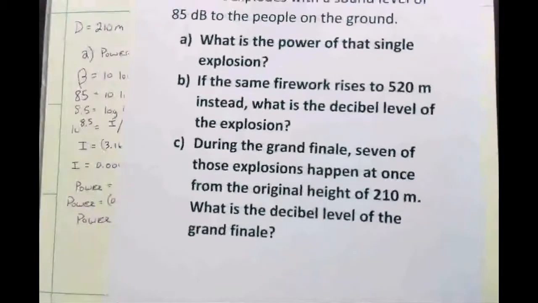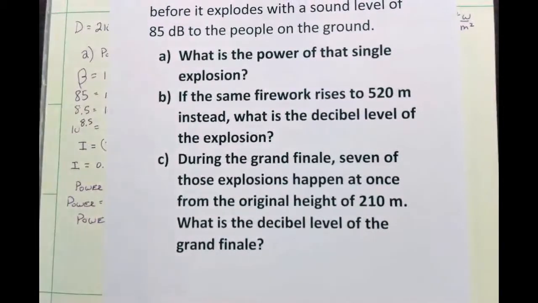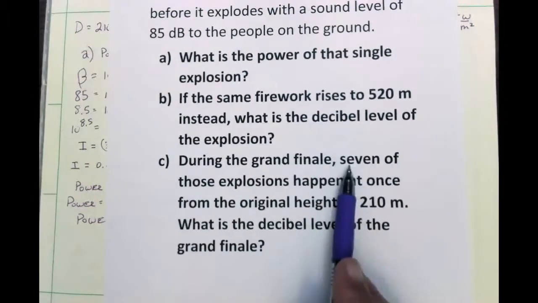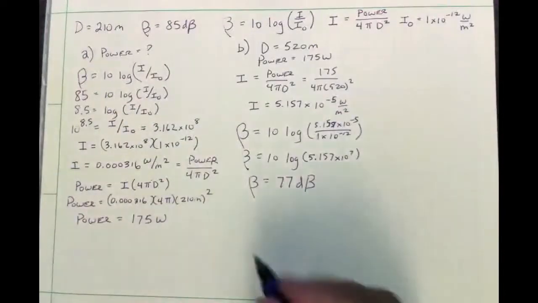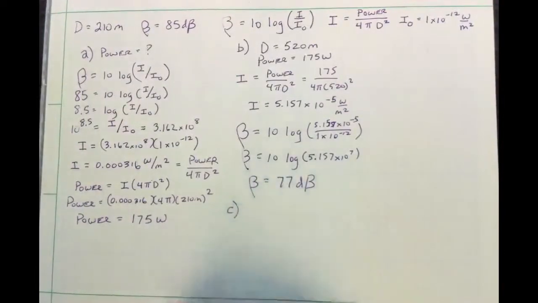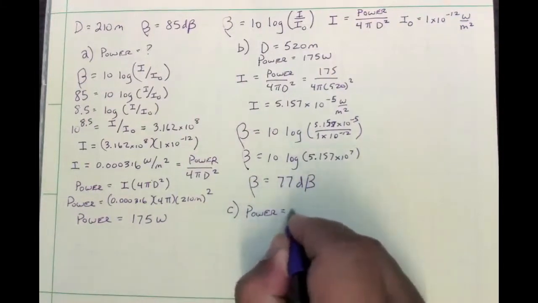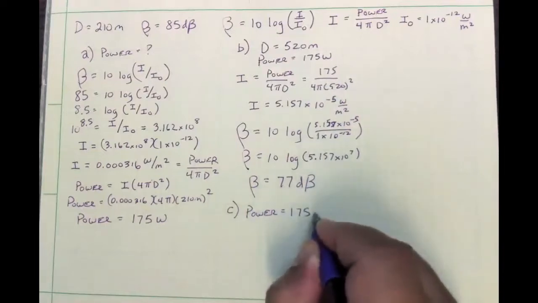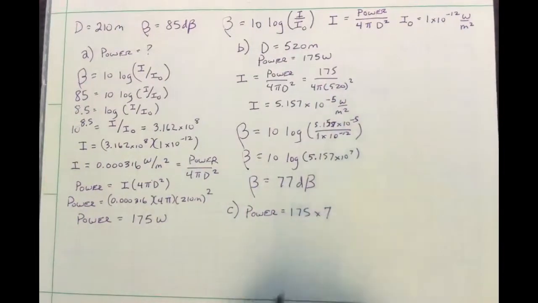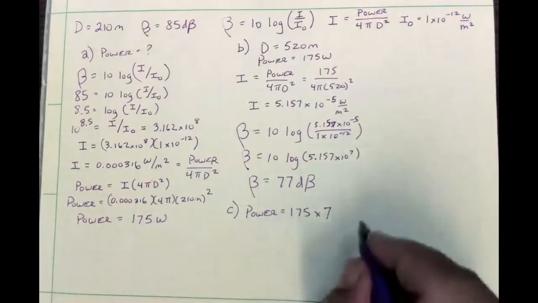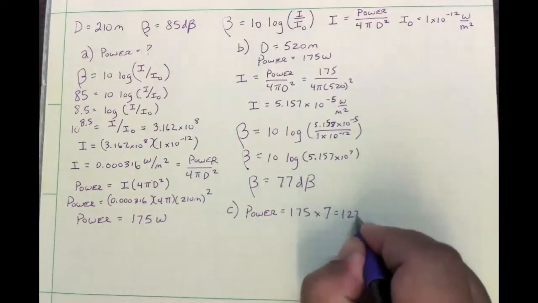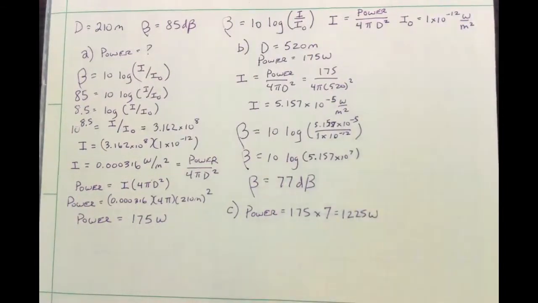Now in part C, we have a grand finale, which occurs at the original height of 210 meters, but instead of one explosion, we now have 7. That means in part C, we take the old power level of 175 and multiply by 7 to get a new power level of 1,225 watts.